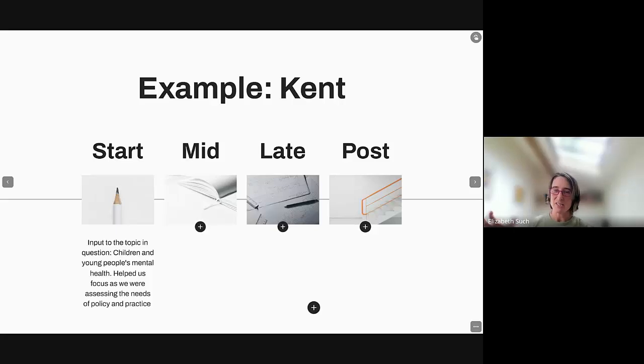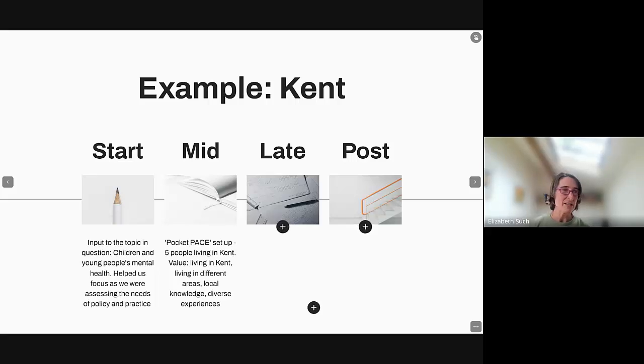So here you can start to see some delicate and difficult balances between those different interest groups: PACE, local authority, and the evidence base as it stands, which may be more or less adequate. So we've got the triangulation there of the three factors, which in this project, which was 6 months long, was really challenging. In response to the need for local and specific knowledge, Naeema set up our pocket PACE, which was 5 people living in Kent, from different backgrounds and parts of Kent. What that helped us do was understand what living in Kent was like, and what the issues were around children and young people's mental health. People were living in different areas, had different local knowledge and diverse experiences, different stages in the life cycle and so on.